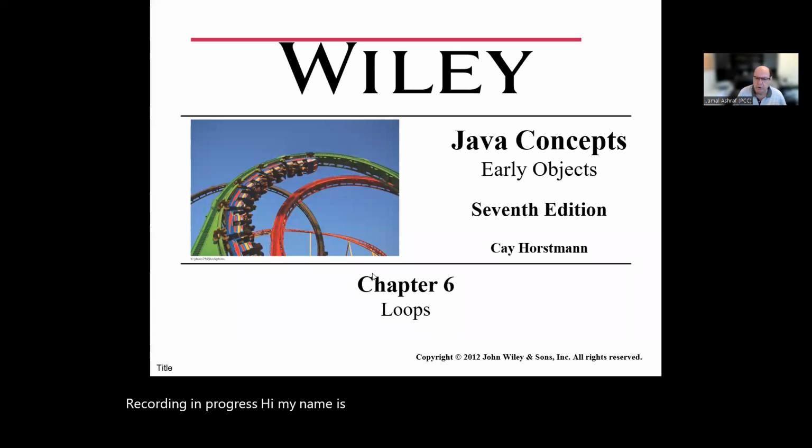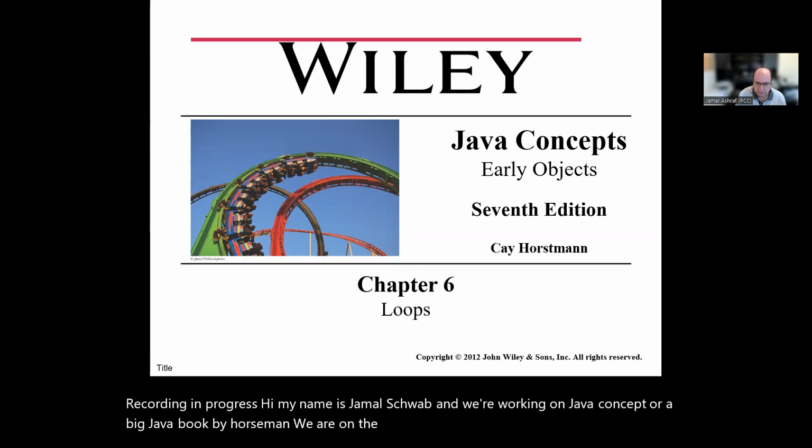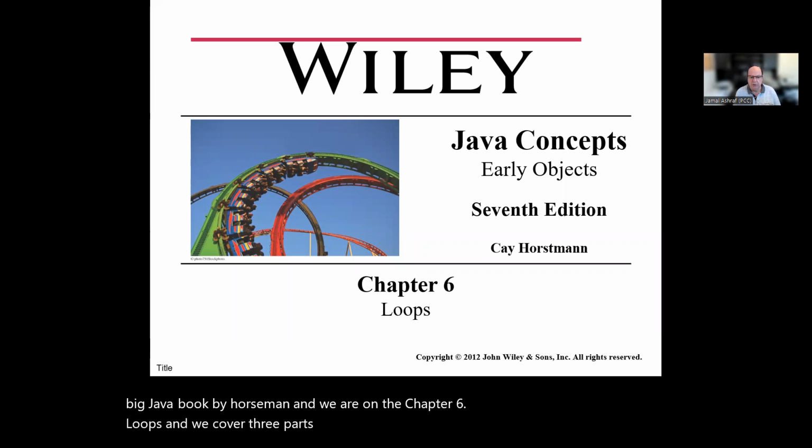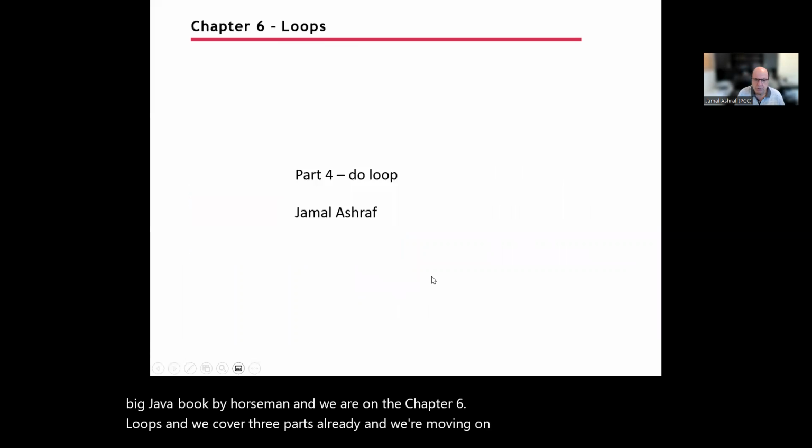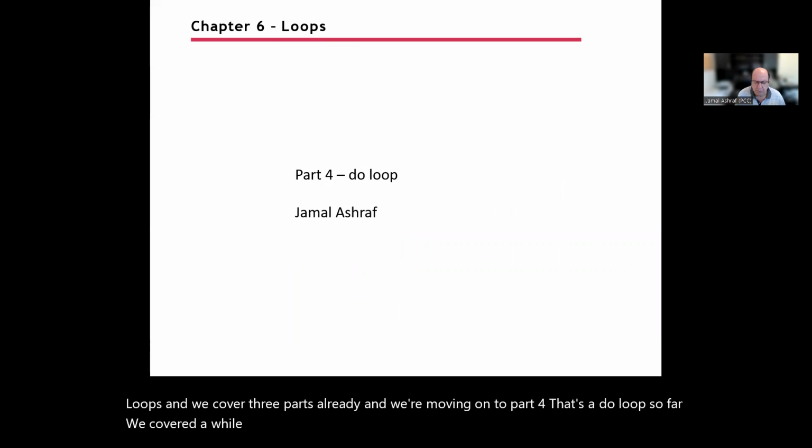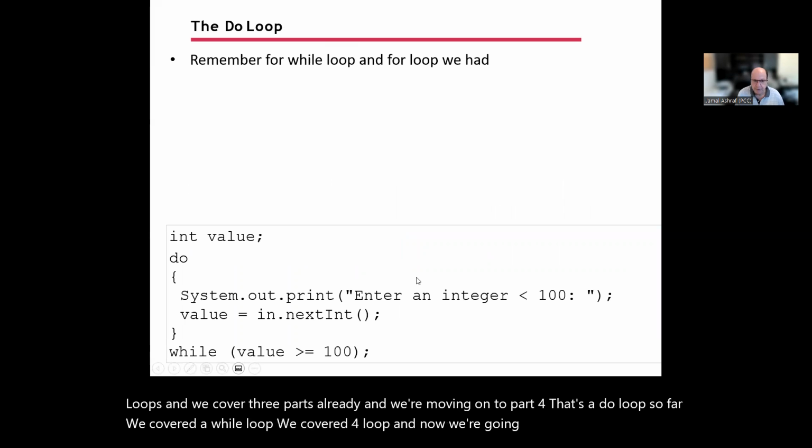Hi, my name is Jamal Ashraf, and we're working on Java Concepts, a big Java book by Horstmann. We are on chapter 6 with the loops, and we've covered 3 parts already. We're moving on to part 4. That's the do loop. So far, we covered the while loop and the for loop, and now we're going to do the do loop.